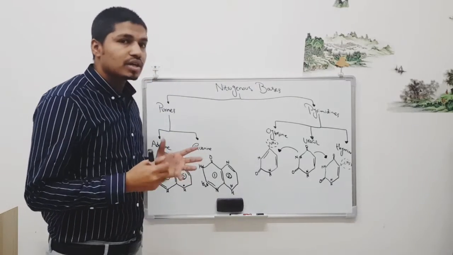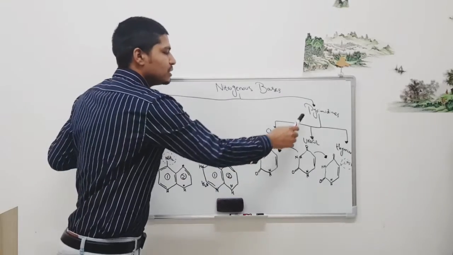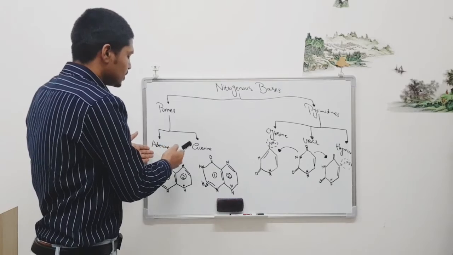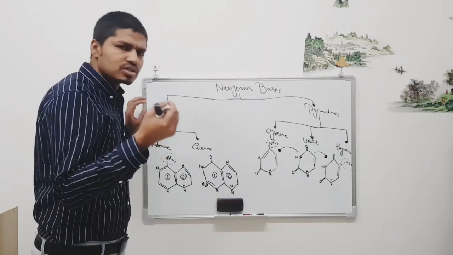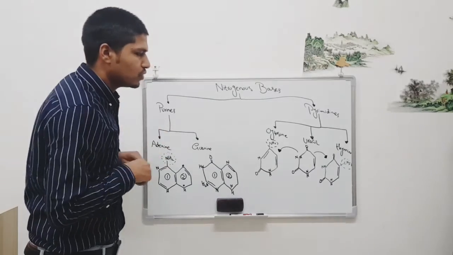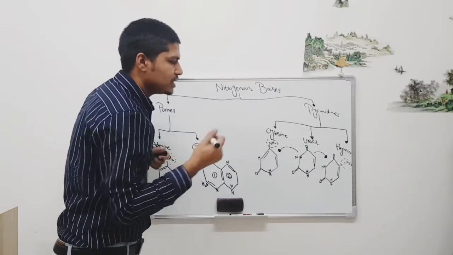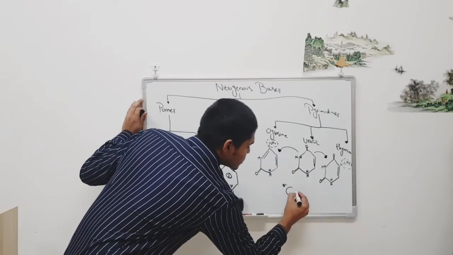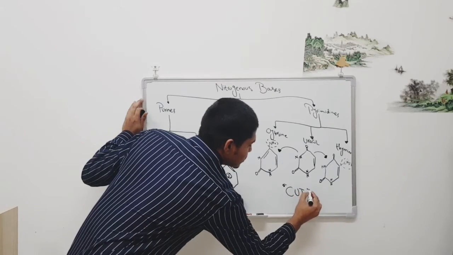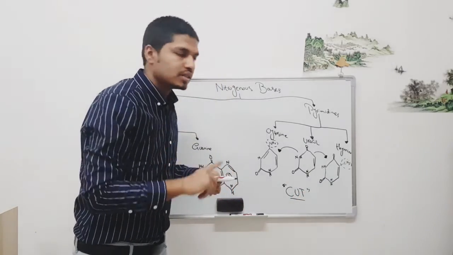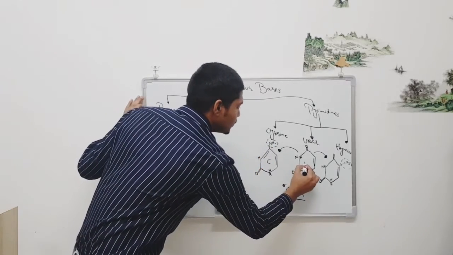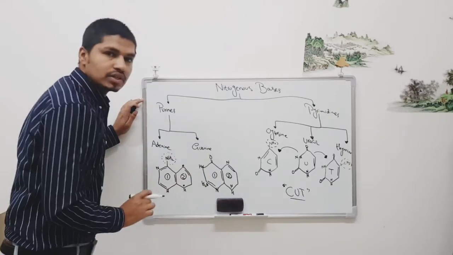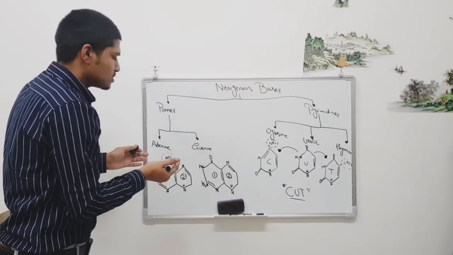Okay, so now how can you remember that the pyrimidines contain 3 molecules and the purines contain the 2 molecules? There is just a simple mnemonic for this. To understand the pyrimidines, the simple mnemonic is CUT. C-U-T, CUT.